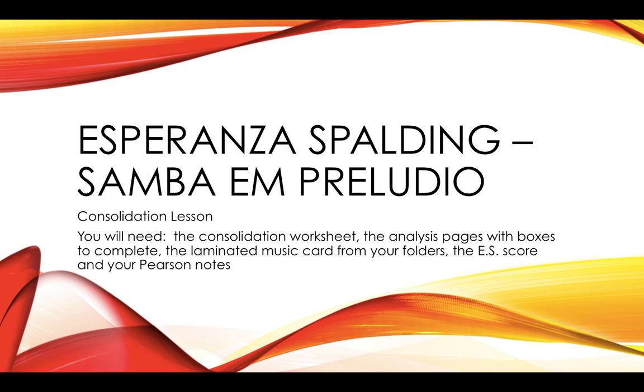So for this lesson, what you're going to need is the consolidation worksheet, which is a double-sided sheet with all sorts of questions based on the elements that we've looked at. You're going to need the analysis pages from your folders with the large boxes that we complete for each set work. It would probably be useful for you to have the laminated music card from the front of your folders, which has all the basic information about harmony and all the keywords, etc.